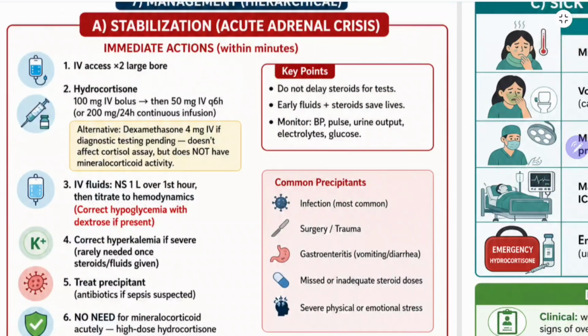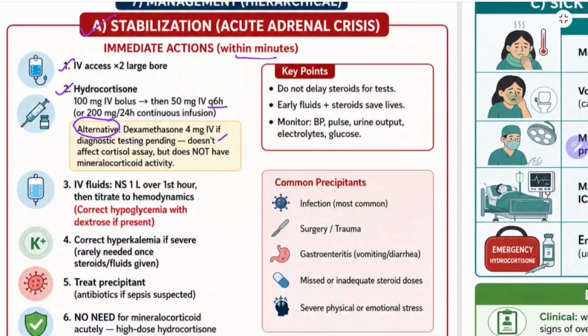Whenever a patient comes with acute adrenal crisis and you suspect it depending upon the BP, heart rate, and electrolyte abnormalities, the immediate action within minutes is to secure two large bore IV cannulas, give hydrocortisone 100 mg IV bolus, then 50 mg IV every 6 hourly. Alternatively, you can also give dexamethasone 4 mg IV if diagnostic testing is pending.